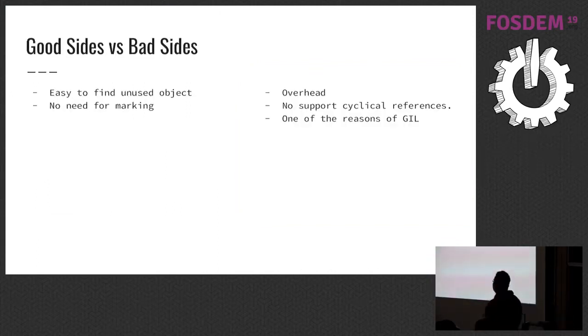There's a good side and a bad side of reference counting. It's easy to find unused objects, and it doesn't require marking time like in mark and sweep. But there are bad sides, like every Python object contains a reference count field, and it costs object overhead. It doesn't support cyclic references, and it is one of the reasons for the GIL. If the GIL didn't exist and two threads tried to increase an object's reference count, it would cause memory leaks, and that would be bad.